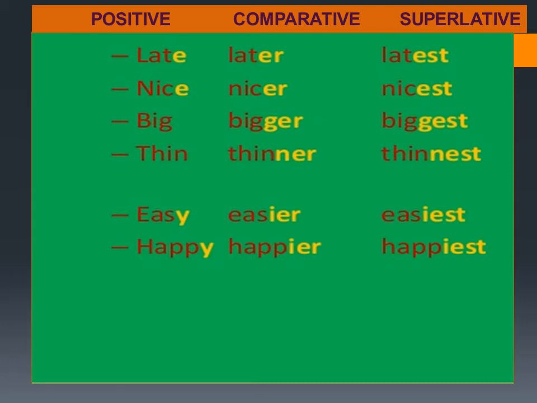Look at the word happy, children. It is ending with the letter Y. So if an adjective ends with the letter Y, the last letter Y is dropped and in its place I is added, and according to the degree, ER is added to make it happier, comparative form. EST is added to make it happiest, superlative form. These are a few ways to change the adjectives from one form to the other form, children.